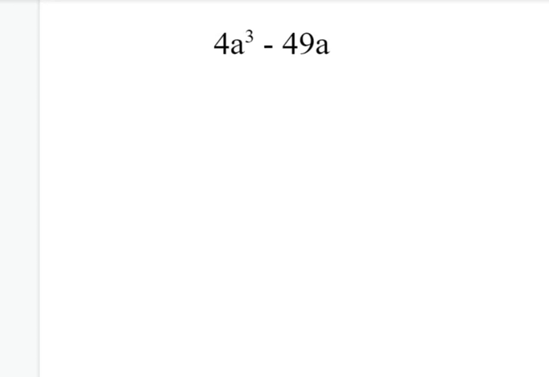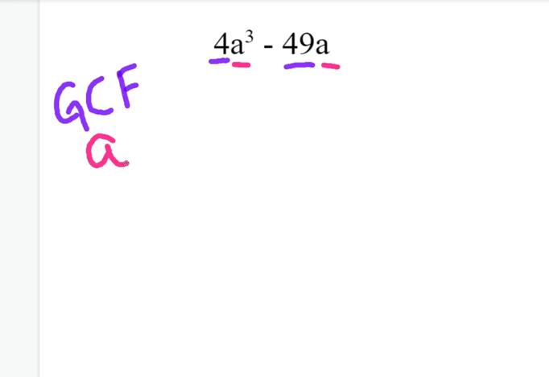Okay, so here we are again, and we're going to factor this expression. The first thing you check for always is GCF. So I'm going to look at the 4 and the 49. Is there a greatest common factor? There is not. So then I'm going to check the variables. I have a to the third and a, and there is a greatest common factor there. The most I can take out is an a. So my greatest common factor is an a.